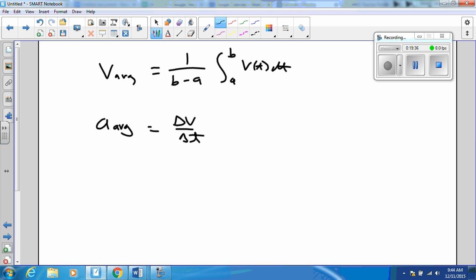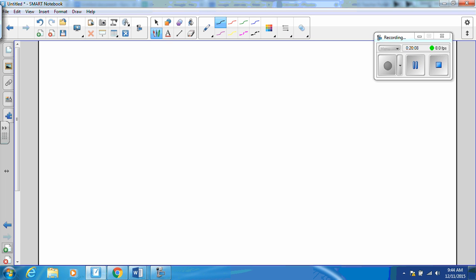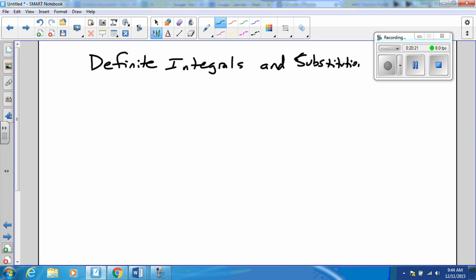Well, I think that brings that to a close. Let's take a look at our lesson for today. We're going to be looking at what happens when you do definite integration using the fundamental theorem with a substitution or change in variable.